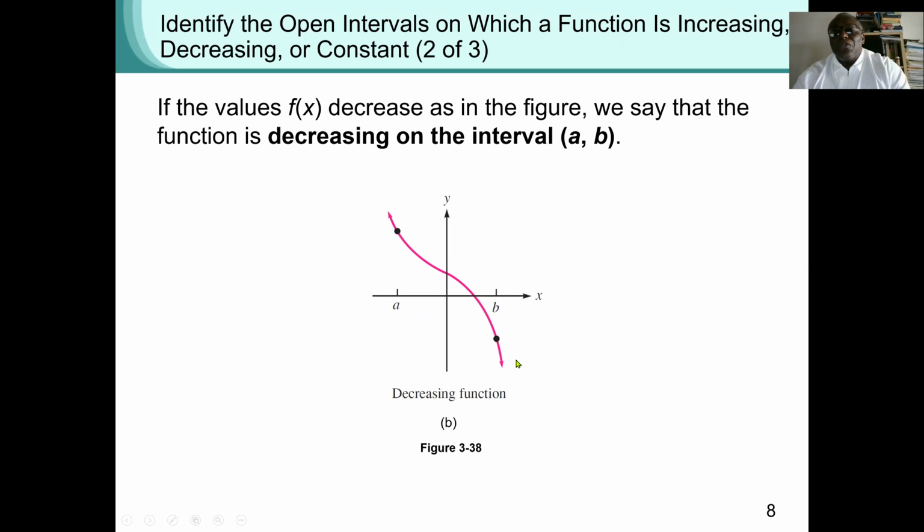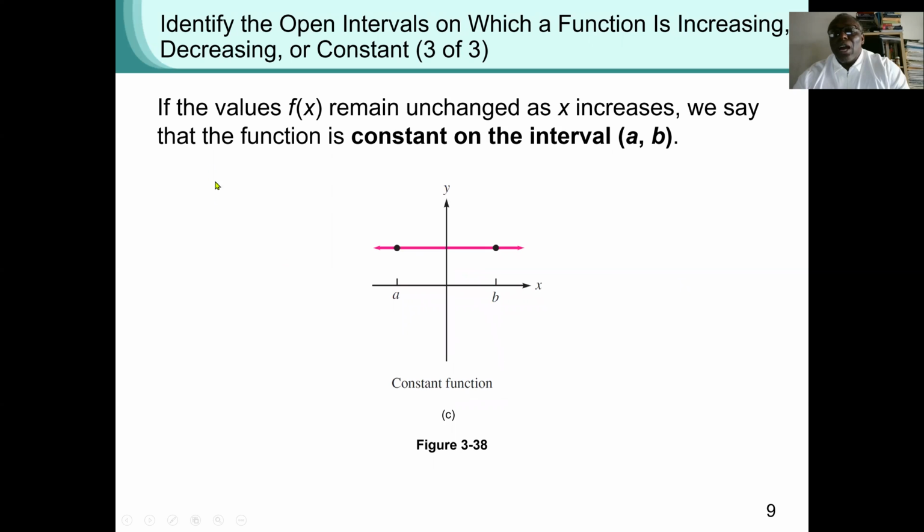Now, if we have a function f of x and an interval a and b, and from a to b the function is decreasing, then we have decreasing on the interval. If the values of f of x remain unchanged as x increases, we say that the function is constant on the interval a, b. As the values increase, the function remains the same. Then this is a constant function.